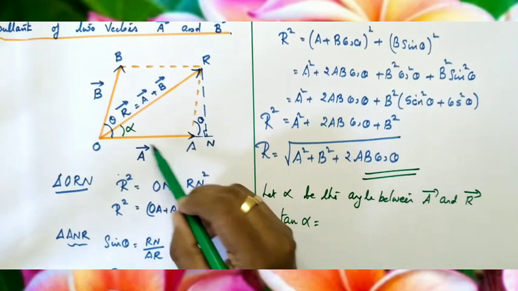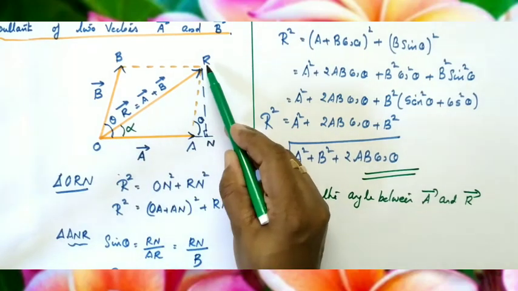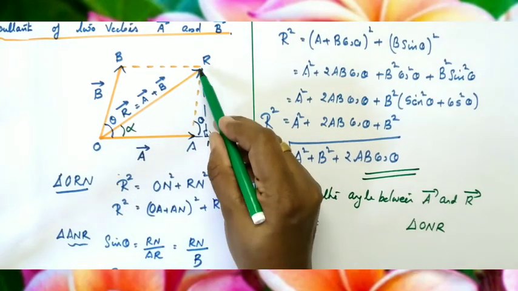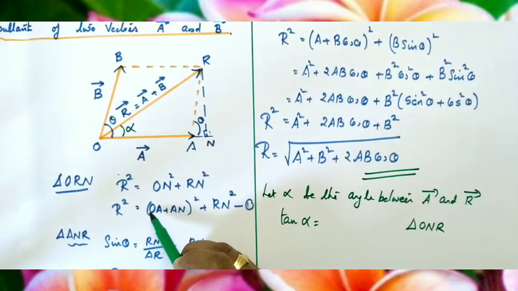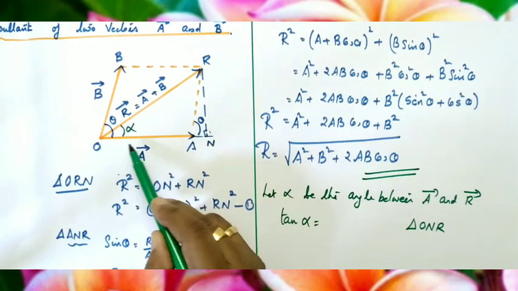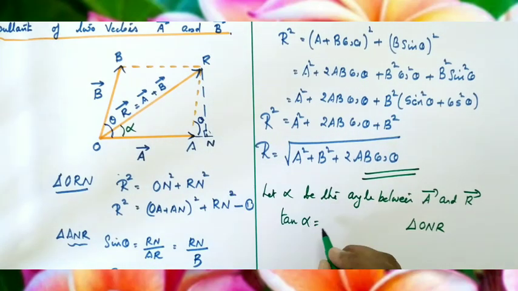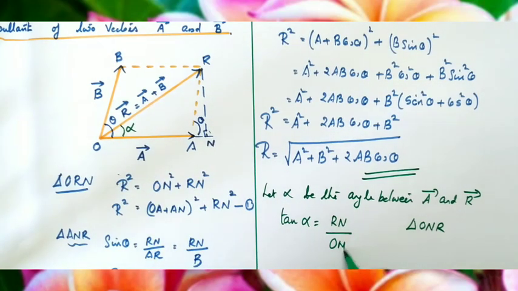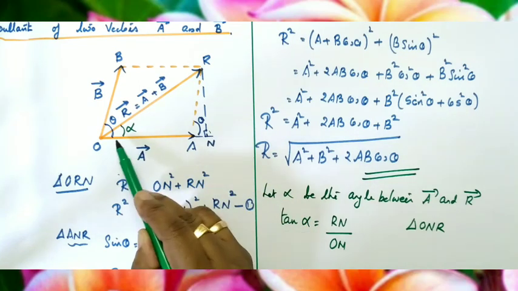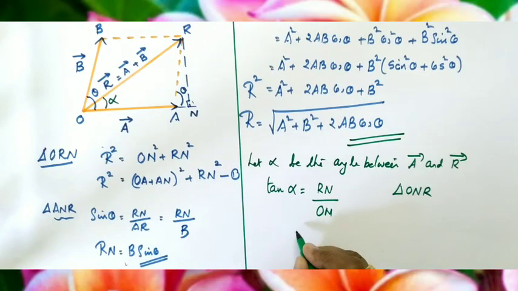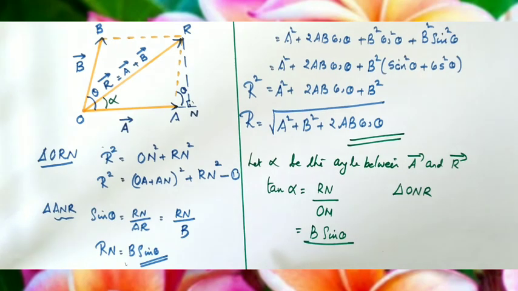Tan alpha. If you consider this right angle triangle ONR, from the right angle triangle, what is tan alpha? Tan alpha is equal to opposite side divided by adjacent side, isn't it? Opposite side is RN divided by adjacent side ON, isn't it children? You can substitute the value of Rn. What is the value of Rn? B sin theta divided by ON.